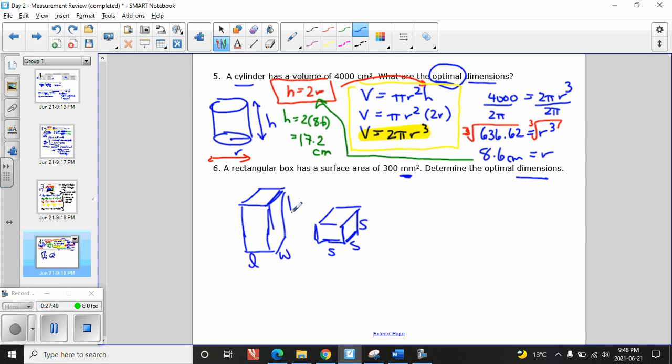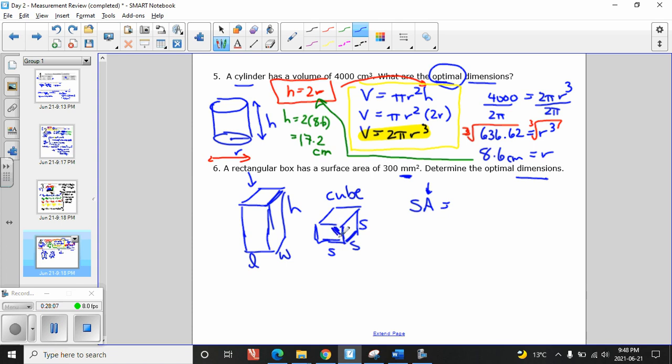Whereas this one, which is tall and skinny, length times width times height, doesn't necessarily have equal dimensions. So here's the rectangular box. Here is the very special case of the cube, which is optimal. And for this one, the surface area formula is nice. I like using SA for surface area. On your formula sheet, it just says A, so pick whatever you like.